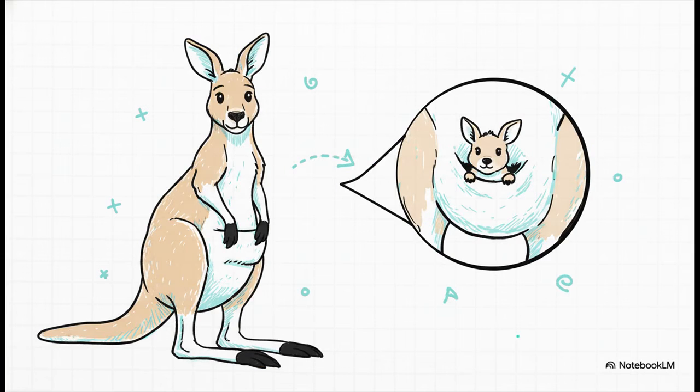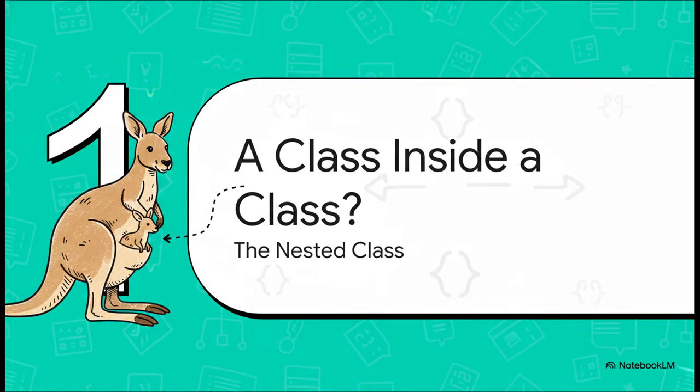And to make this whole thing click, we're going to use a simple analogy. Just picture your main class, the big one, as a kangaroo. And that secret little helper class, well, that's its Joey, tucked safely away inside the pouch. Yep, you heard that right. We are literally putting a class definition inside of another class. And that is the whole concept we're unpacking today.